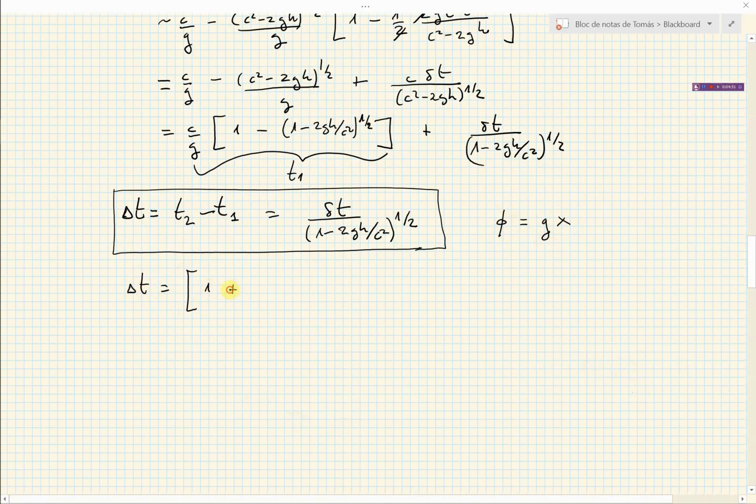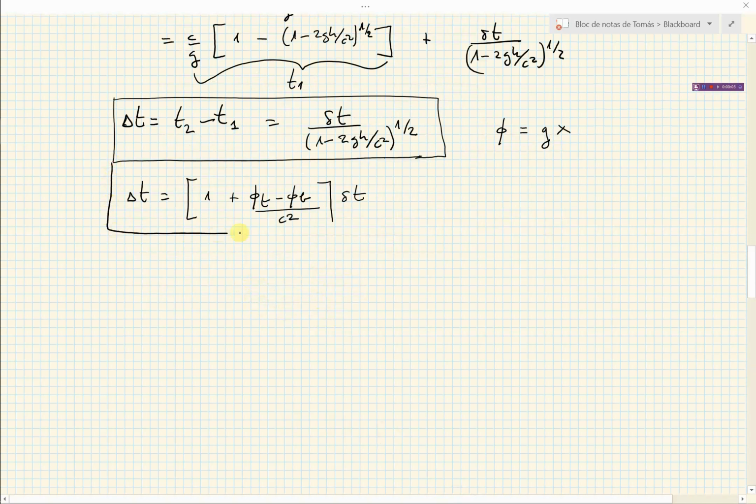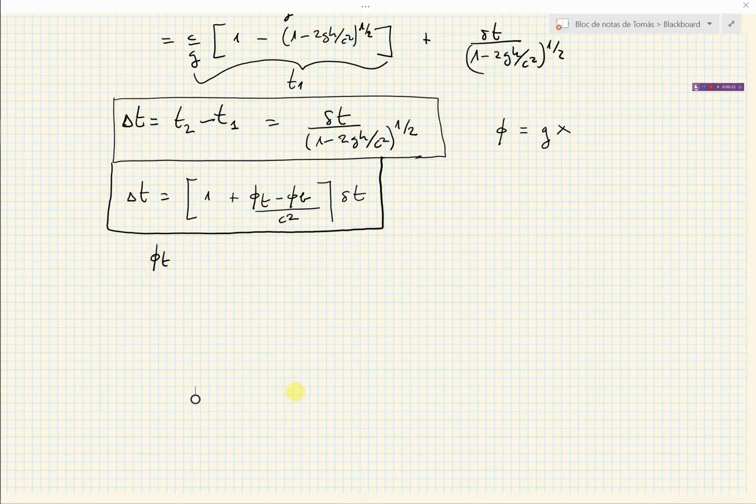1 plus the gravitational potential at the top, minus the gravitational potential at the bottom, divided by c squared. Okay, delta t. Let's check that this equation coincides with this one. So phi at the top is just the gravitational potential at the top. It's not an energy here. It's just gh, and at the bottom is 0. Okay, this will be plus an arbitrary constant if we want.